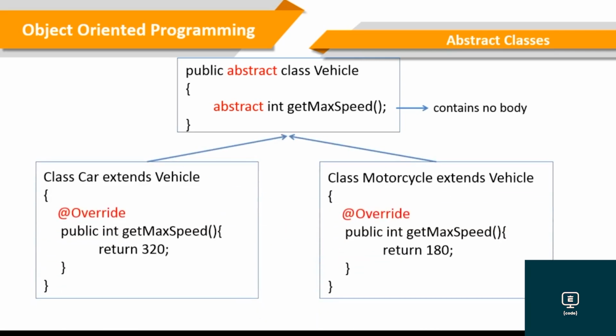So in our example, Vehicle is an abstract class that contains only one abstract method, getMaxSpeed, right? Remember, it's got no body, because the implementation of this method is provided by the Car and Motorcycle classes. You were wondering why that was empty, huh? No body. So the Car and Motorcycle classes have to override the abstract getMaxSpeed method of the superclass Vehicle.